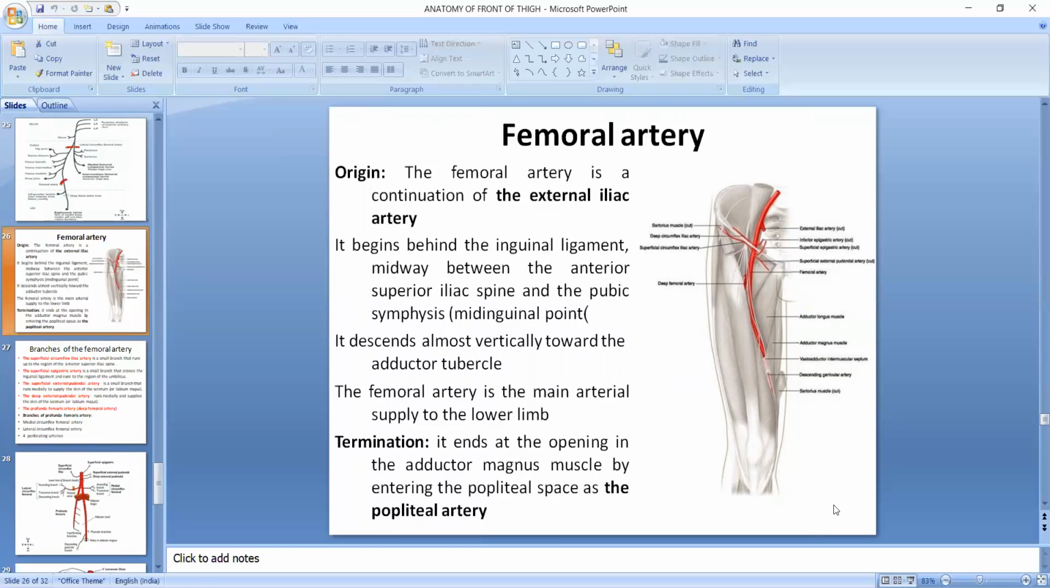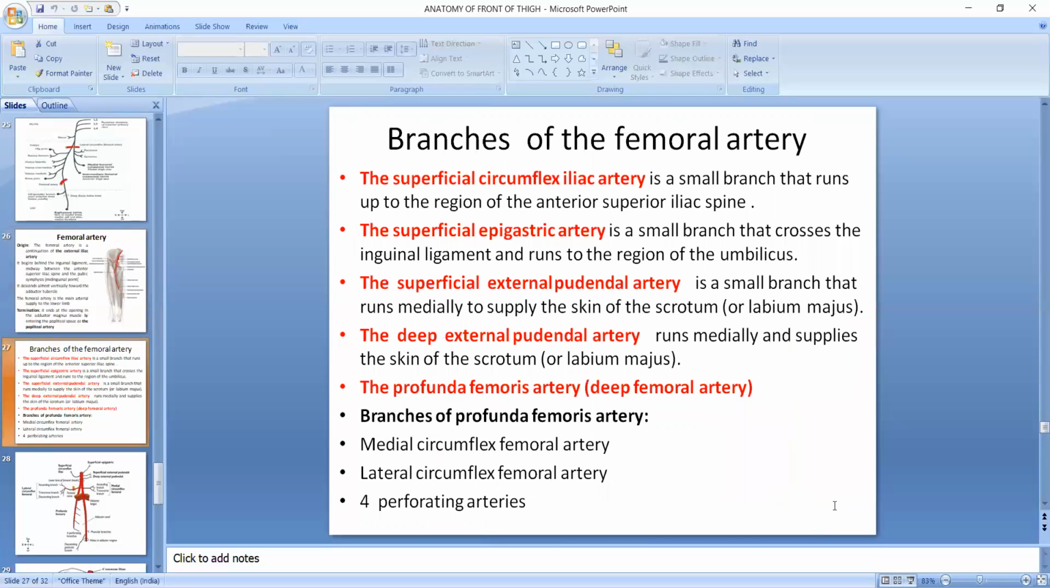It should be remembered. Termination: it ends at the opening in the adductor magnus muscle by entering the popliteal space as the popliteal artery. Now we are discussing the numerous branches of the femoral artery. We are discussing them one by one.